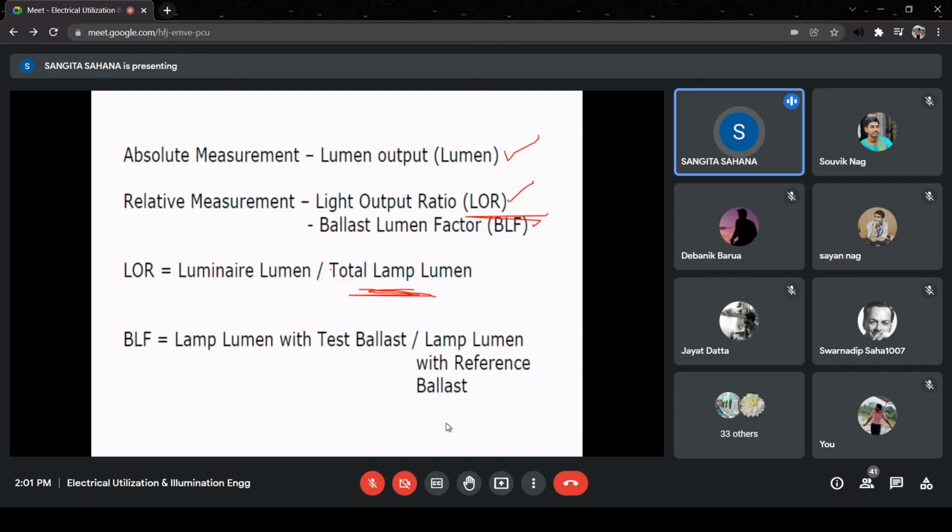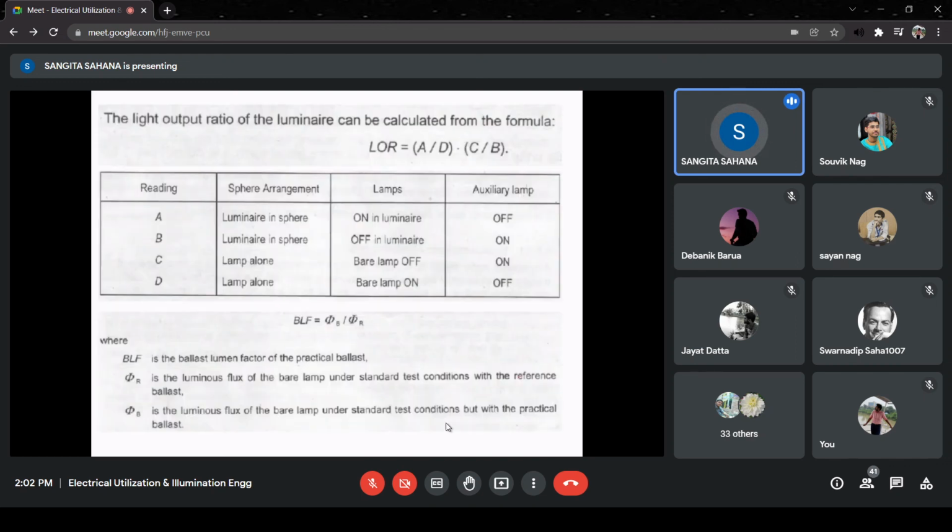That is the efficiency of the ballast. Output is the lamp lumen with the test ballast. How much light we are getting from any lamp if we use that particular ballast, to the ratio of how much lamp lumen I will get if I use the reference ballast. So this is the ratio of the luminous flux using that particular ballast to the luminous flux using the reference ballast. So how can you compute the light output ratio?